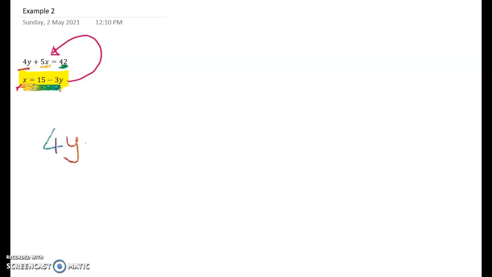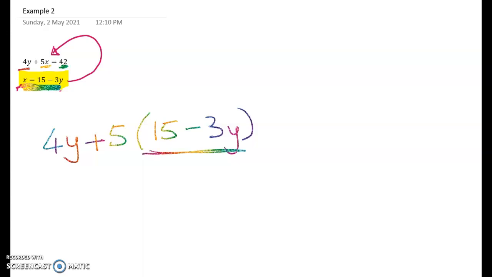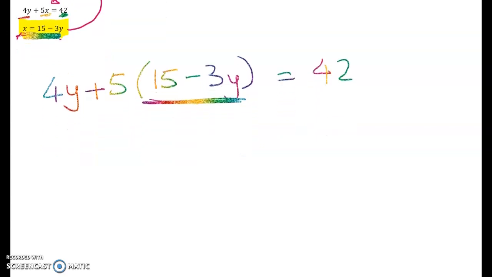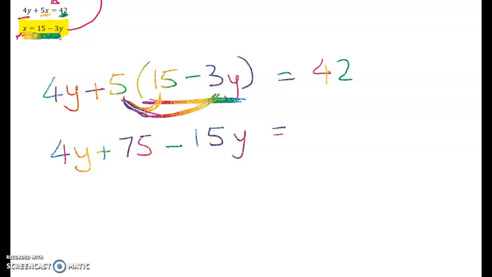So we're going to have 4y plus 5, but instead of x, we're going to have 15 take away 3y. Right, so it's 5 times all of this, and that's why I've put it in brackets, and that equals 42. So you can see that often with simultaneous equations, we have to do a whole bunch of steps that we learned in year 9 that at the time didn't seem that useful, but now we're using our expanding idea, right? So 4y plus 5 15s are 75, right? So expanding that, take away 5 times 3y, so take away 15y, is equal to 42.